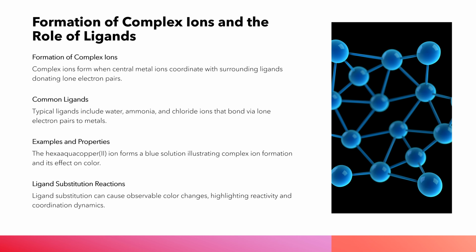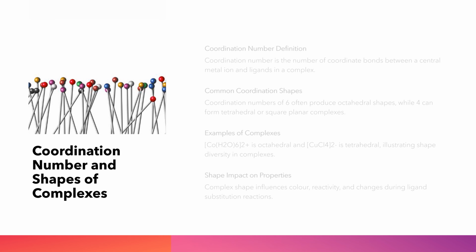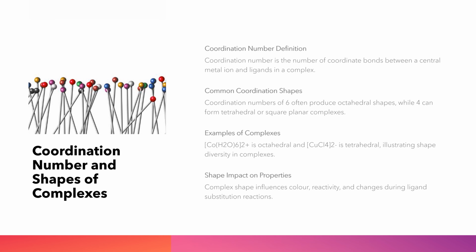For example, the hexaaquacopper(II) ion, [Cu(H₂O)₆]²⁺, is formed when copper(II) ions dissolve in water, producing a characteristic blue solution. The coordination number of a complex ion refers to the number of coordinate bonds formed between the central metal ion and surrounding ligands. This number determines the overall shape of the complex.